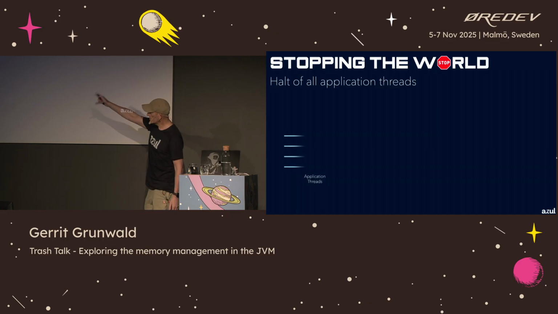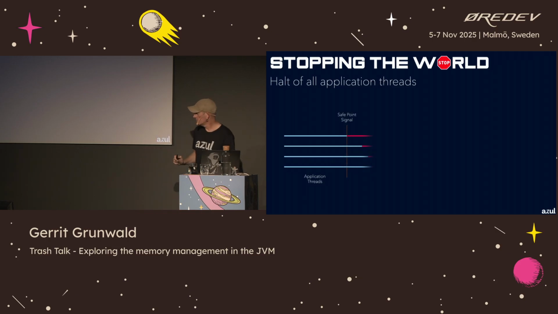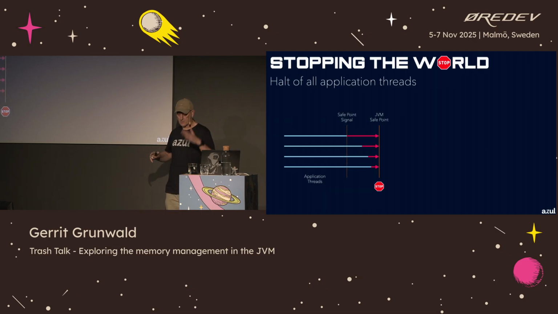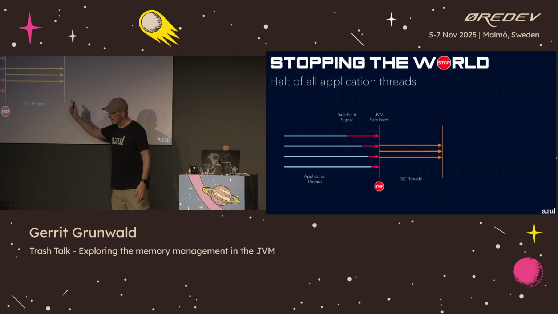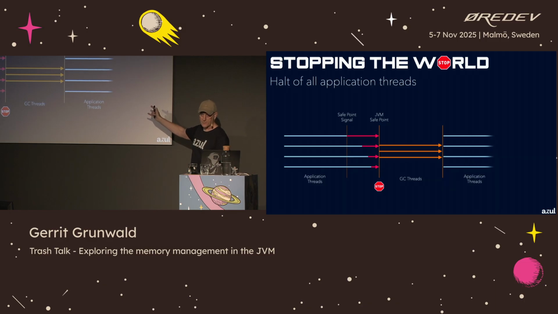So that means we have application threads running, then the JVM sends a safe point signal, and then it will lead to the fact that all the threads will go into a safe state. That's a so-called JVM safe point. And at that moment, the application literally stops working. It looks like it hangs. It doesn't, because now the garbage collector steps in with one or multiple threads, cleaning up the heap. Once this is done, it restarts the threads and everything continues working, okay?